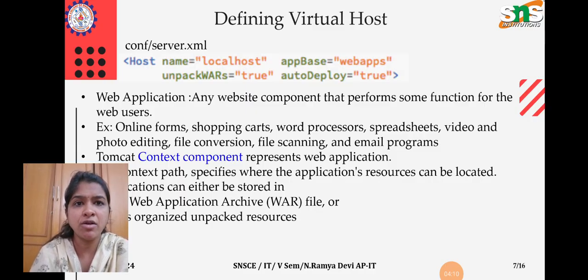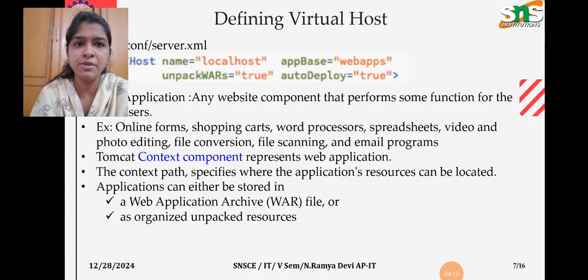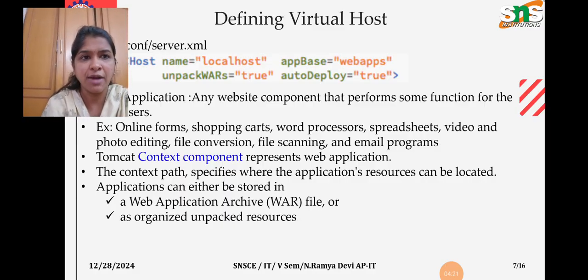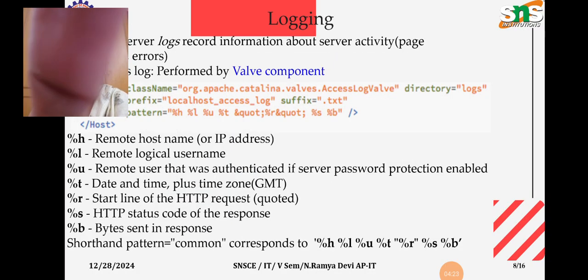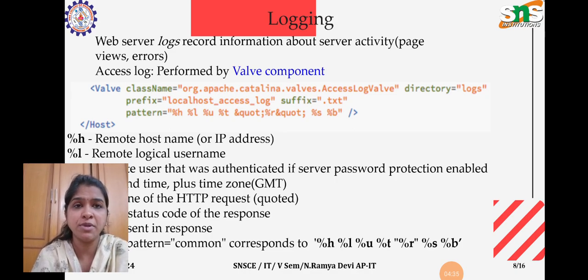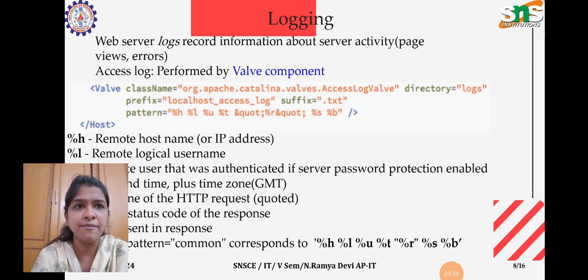The Tomcat context component represents the web application. The applications can either be stored in a web application archive as a WAR file or organized as unpacked resources. Next is the logging information. Web server logs record information about server activity like page views, errors, and who has logged in. The access log is performed by the valve component. The valve component has the directory in which the logs are available and the class name for which the access log valve is available.